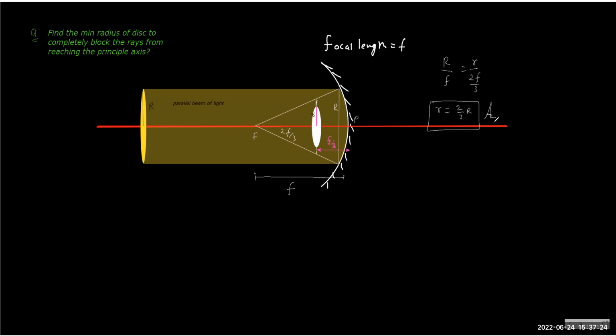Understood. The idea was any light ray coming after reflection must be blocked by this point. Something like this you can think. So what you are supposed to use? A simple concept of similar triangles. Okay. So let's do something more about this. And this is just a beginning.